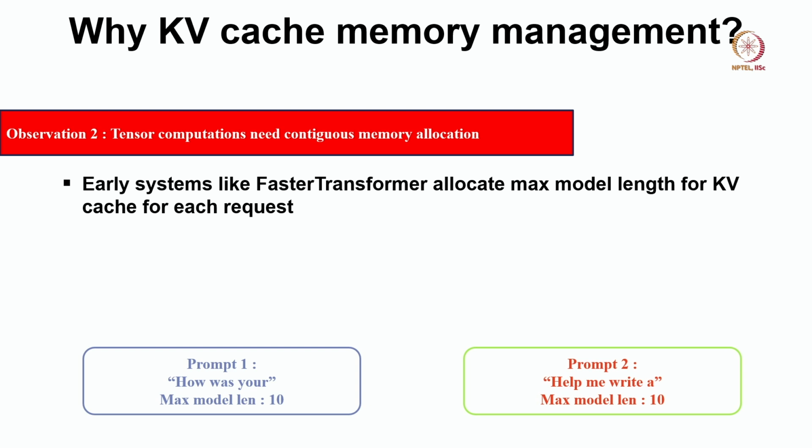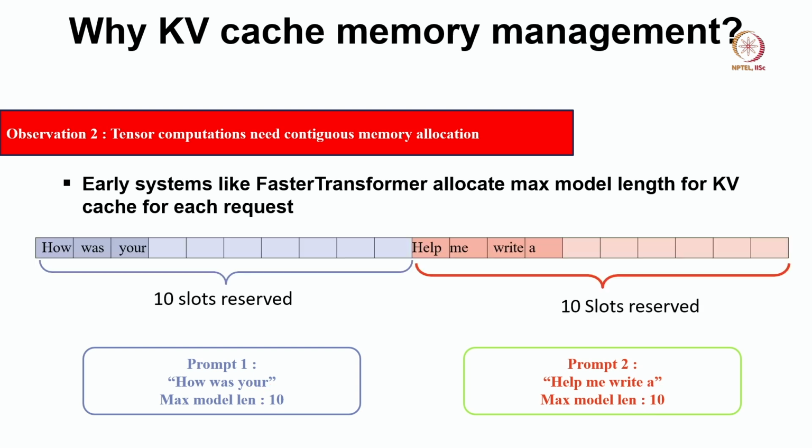So let's say we have two prompts. Prompt 1 is "how was your", and prompt 2 is "help me write a", and in both cases let's say the maximum model length is 10. So the earlier system will just allocate the KV cache memory required for 10 tokens. For both cases, 10 slots will be reserved, right?